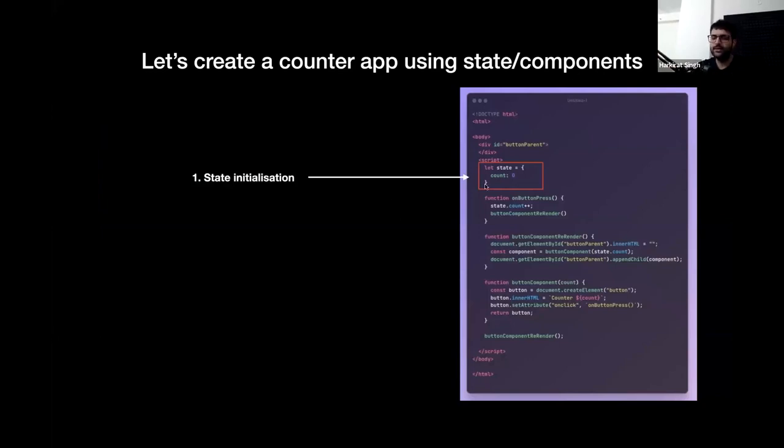Have a state variable on top, which basically means an object on top. Let state equal to count. Define a function called button component, which takes the count as an input. And what does it do? Gets the button element, creates the button element, puts the inner HTML, attaches an on-click handler, and returns the button. What does this function have to do? Create a button div element given an input. That's why I've called it button component.